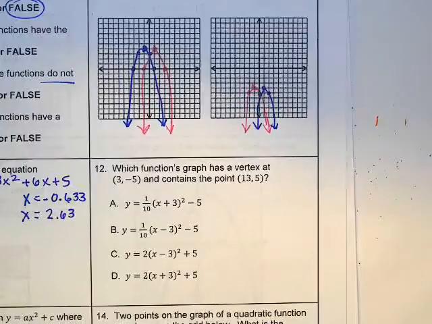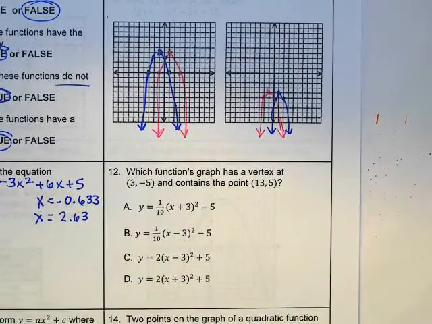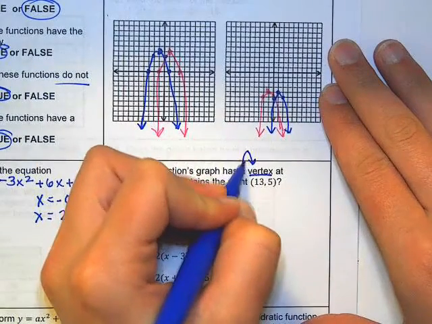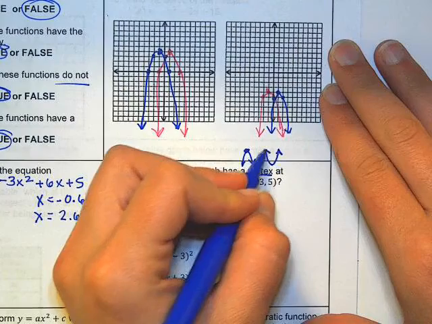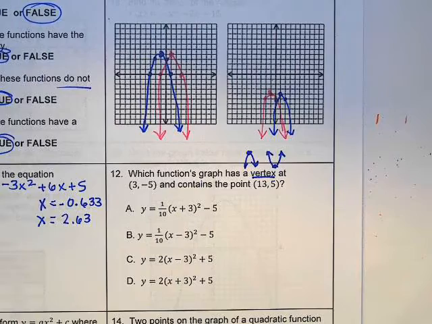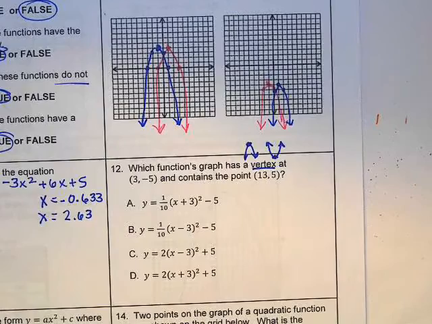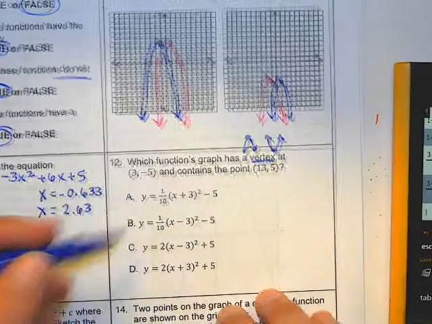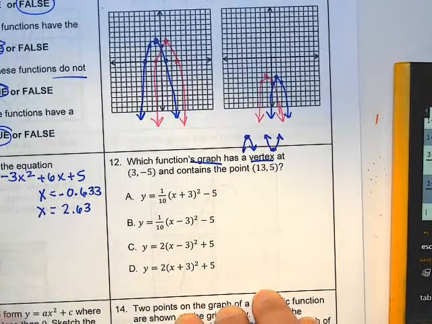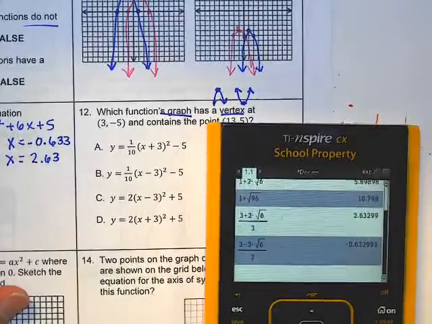Okay, number 12. Which function's graph has a vertex at 3, -5, and contains point 13, 5? What's vertex mean? Highest or lowest point. Okay, so how would I do this? What do you think? Graph it. Okay, graph each answer choice. Anytime we're talking about a graph in your problem, you need to graph it, okay? There's no reason we get problems wrong when our calculator can graph for us.